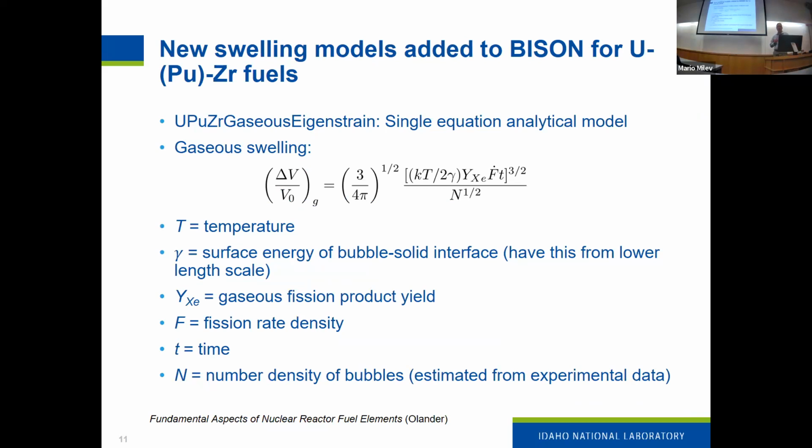So we have a few different models that have relatively recently been added to Bison for this type of fuel. So we have this gaseous swelling model, which basically makes some simplifying assumptions about the physics of the bubble growth that allows us to reduce things to a single analytical model that's dependent on some parameters, not all of which are very well known, but at least it gives us a good starting point.